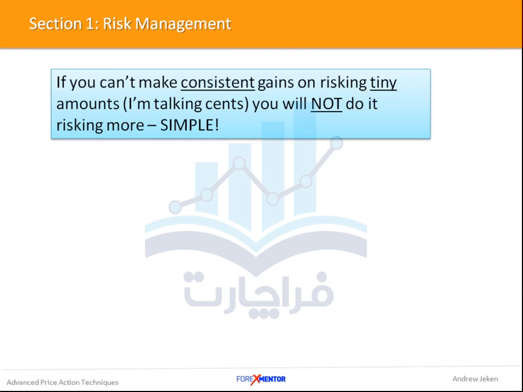I don't know why people think if they're risking $10 a pip or $20 a pip that they're going to make a fortune. If you cannot make consistent returns month in, month out by risking a few cents or 1 cent a pip, you're not going to do it with bigger size. It's that simple, and that's what's so nice about this industry. You really don't have to go through a lot of money to learn the trade.